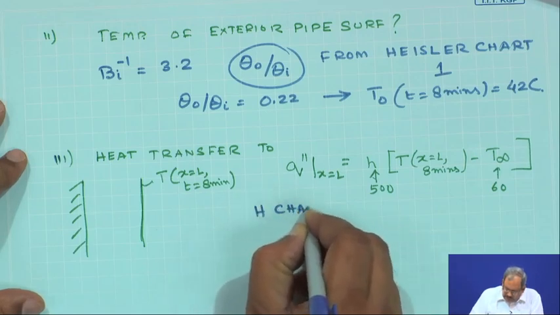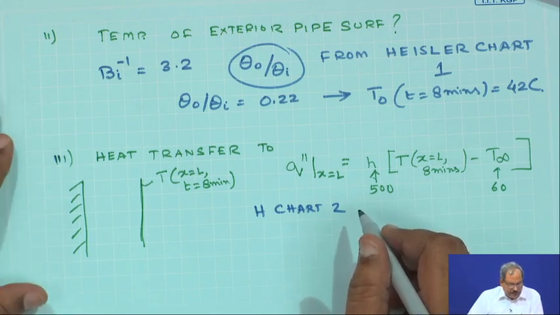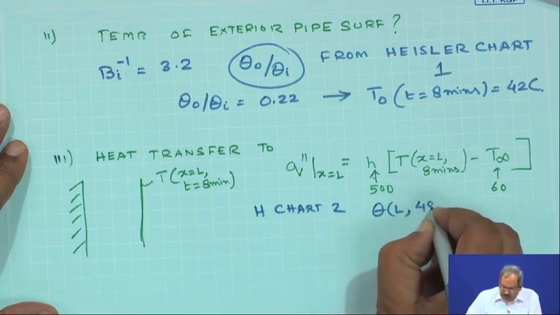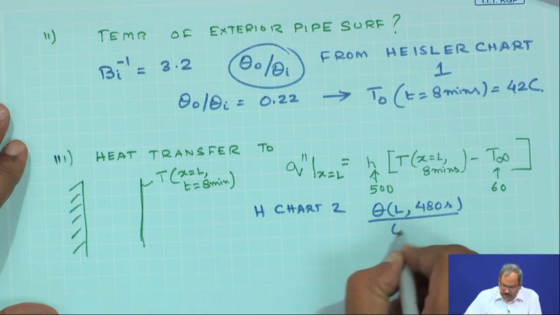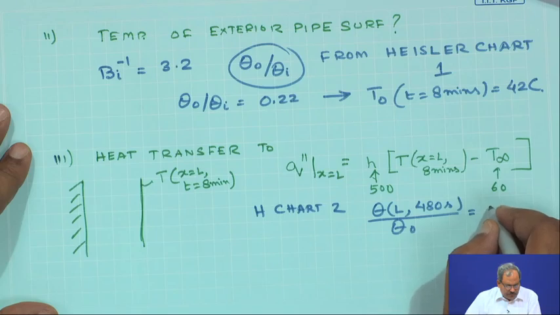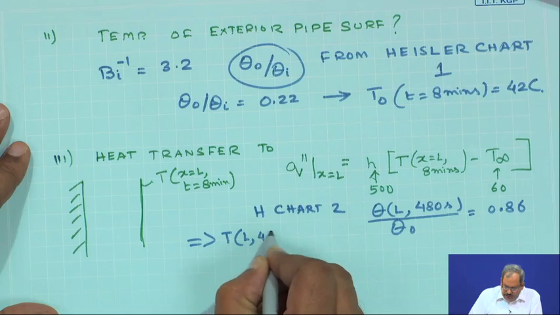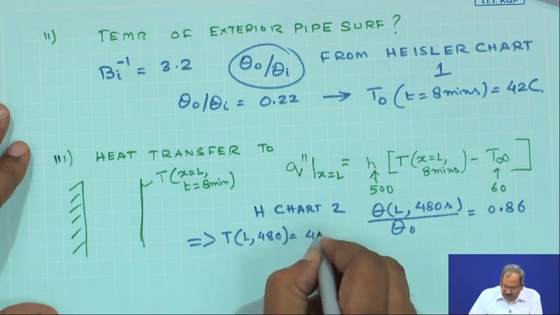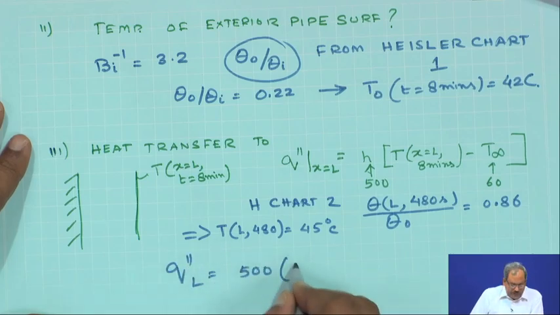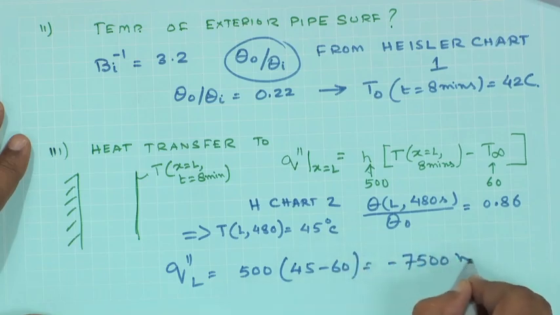So, when you use Heisler chart number 2, you should be able to see that your theta at L corresponding to a time of 8 minutes, which is 480 seconds, by theta naught is equal to 0.86, which would give T at L, 480 seconds, to be 45 degree centigrade, and therefore, Q double prime at L would be 500 times (45 minus 60) equals minus 7500 watt per meter square.